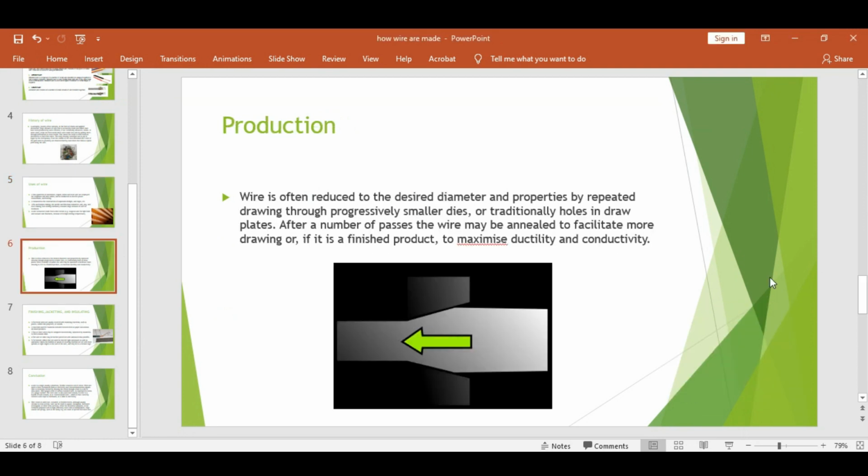Now I'm going to explain about production. Wire is often reduced to the desired diameter and properties by repeated drawing through progressively smaller dies, or traditionally holes in a draw plate. After a number of passes, the wire may be annealed to facilitate more drawing or, if it is a finished product, to maximize ductility and conductivity.